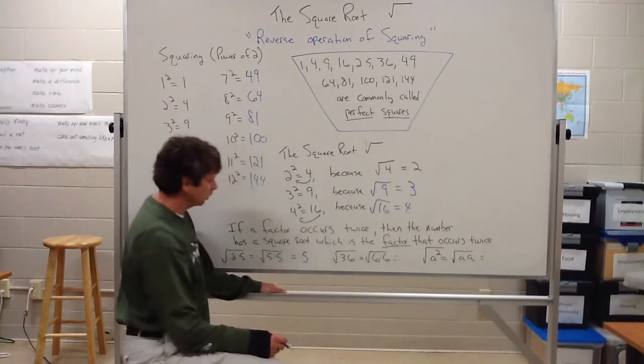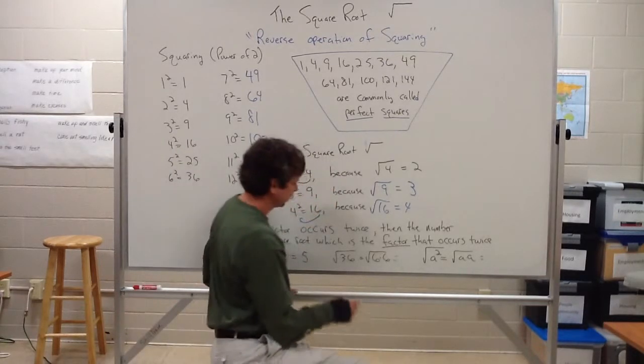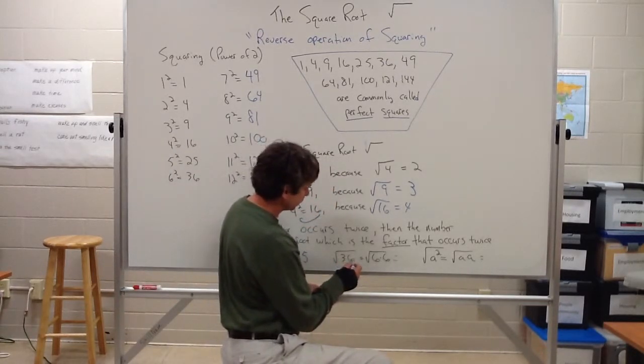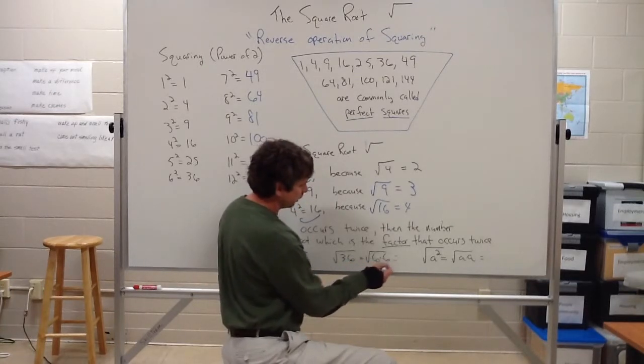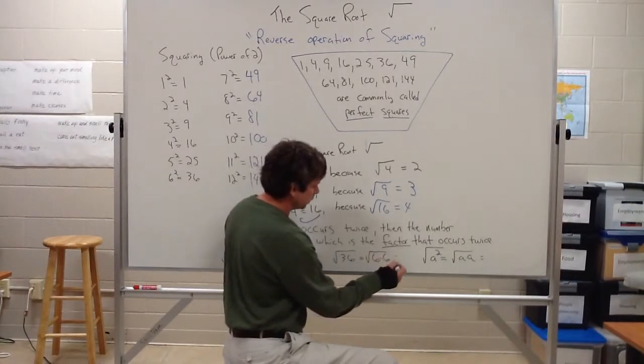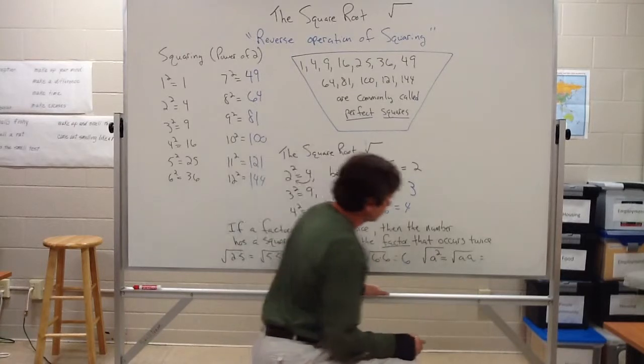The square root is no longer done, it's an action. We take it out. So square root of 36, notice 36 is the factor of 6 twice. 6 times 6 is 36. Since it's 2 factors, it has a square root, and that square root is that factor itself. So the answer is 6.